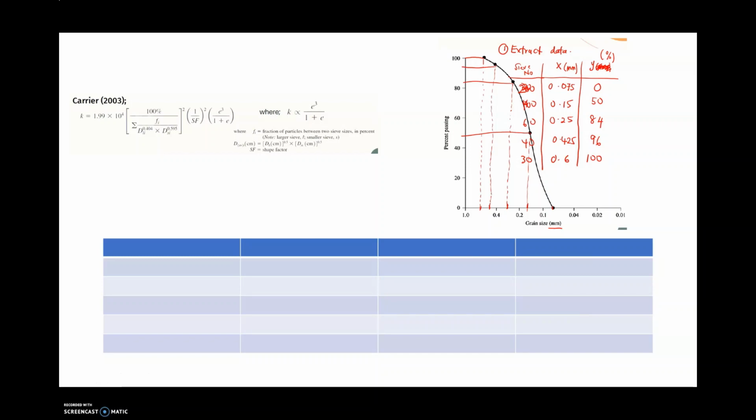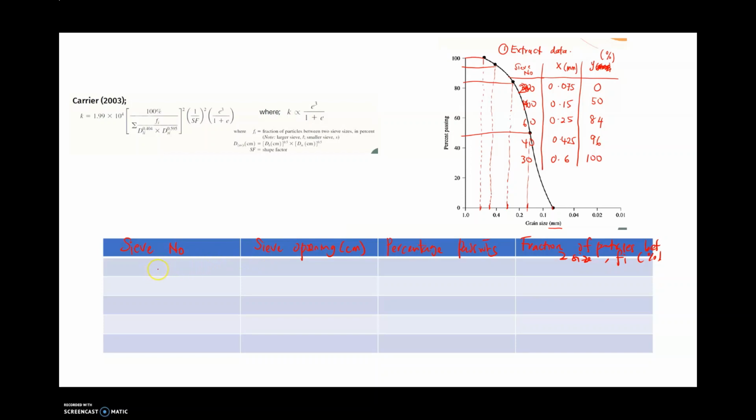Okay, now the next step in calculating the hydraulic conductivity, K. The first one is you put the sieve number here, and then the sieve opening, or maybe you can use the sieve diameter. Don't forget we need to convert it to centimeter. Previously you got the values from the curve in mm, so convert into centimeter. And then this one is the percentage passing. And then the last one is the fraction of particles between two consecutive sieves, this one is Fi, in percent.